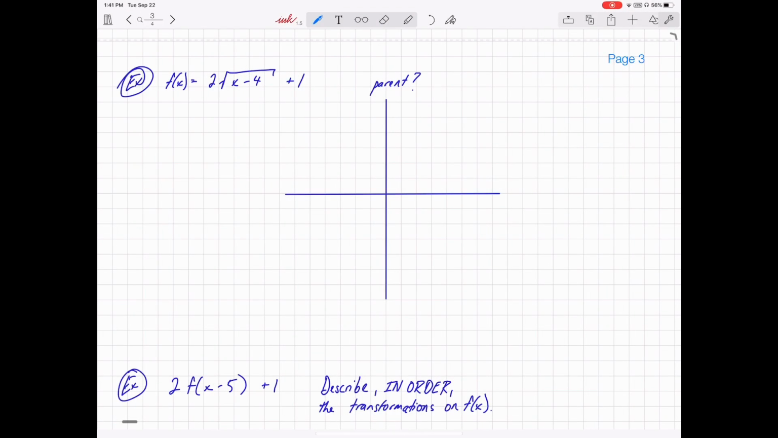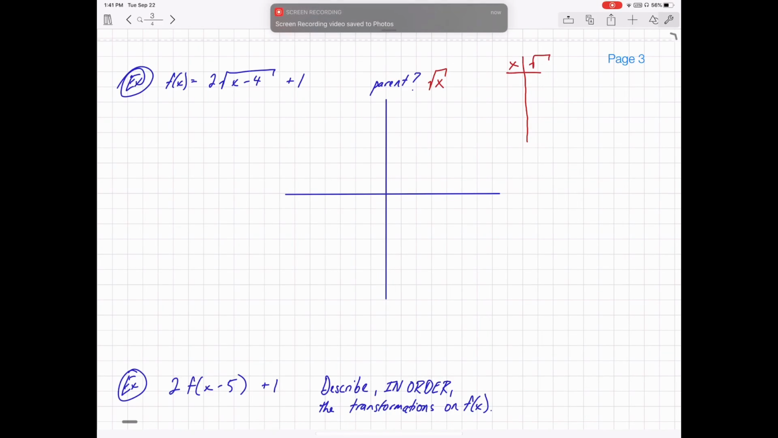For our next example, we have a different kind of function. We have the square root function. The parent function is root x. And I'll do this little t-chart again. So I plug in an x and I get a root x out. So if I plug in negative numbers, it's undefined. So this is only going to be defined for positive numbers.